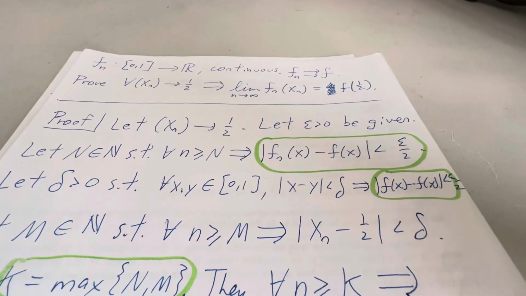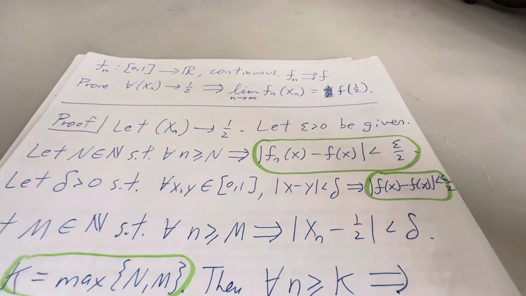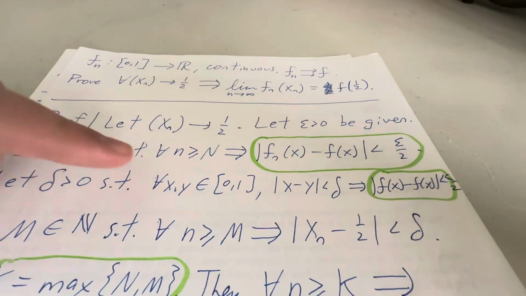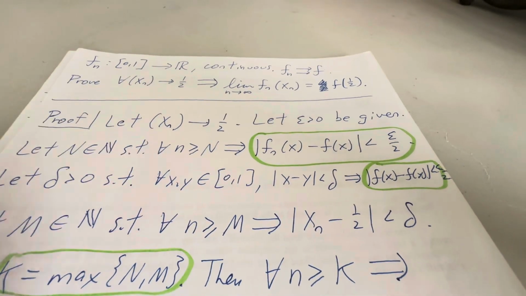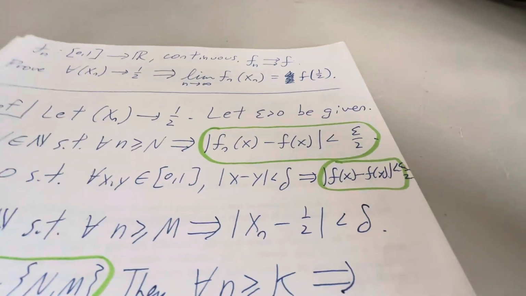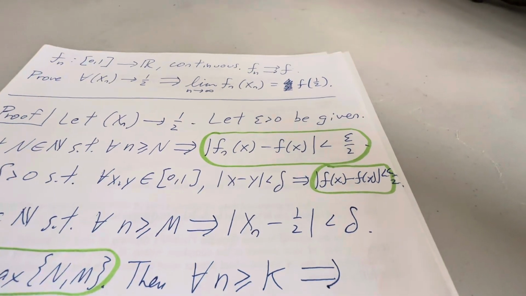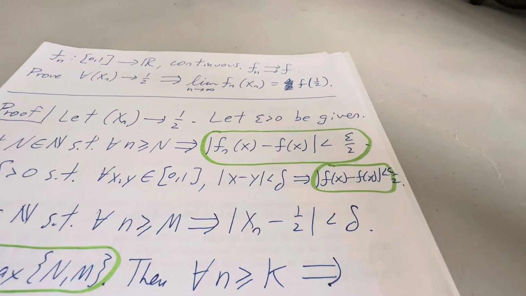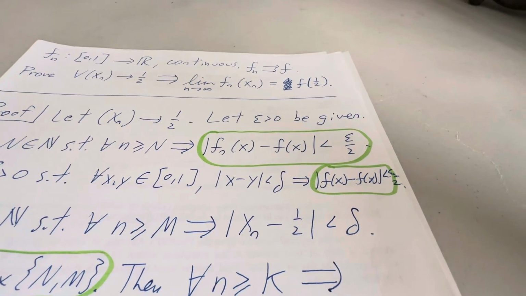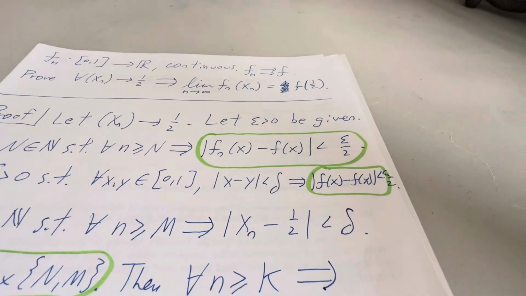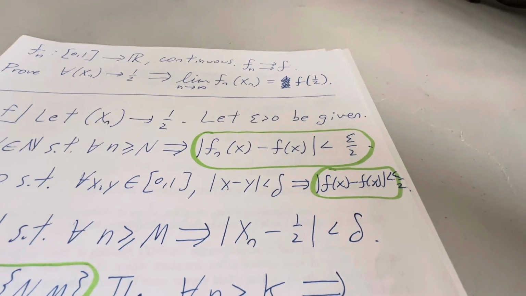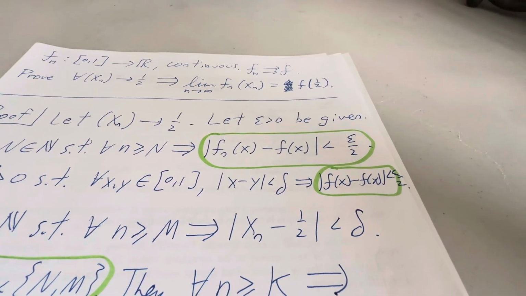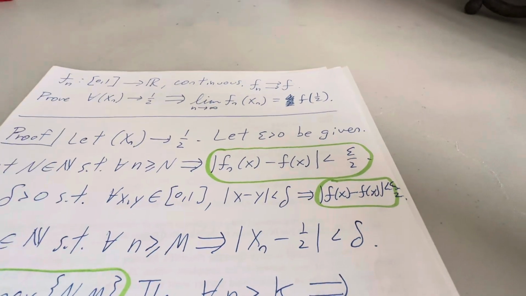Now, how do we use the continuity of f? Well, the definition says that we can find a delta positive such that for any x and y in our compact interval, if |x - y| is less than delta, then |f(x) - f(y)| is less than epsilon over 2. We can choose a delta that meets those demands. This comes from just the continuity of f. I think also because everything here is defined on a compact space, we know that we have a uniformly continuous function.